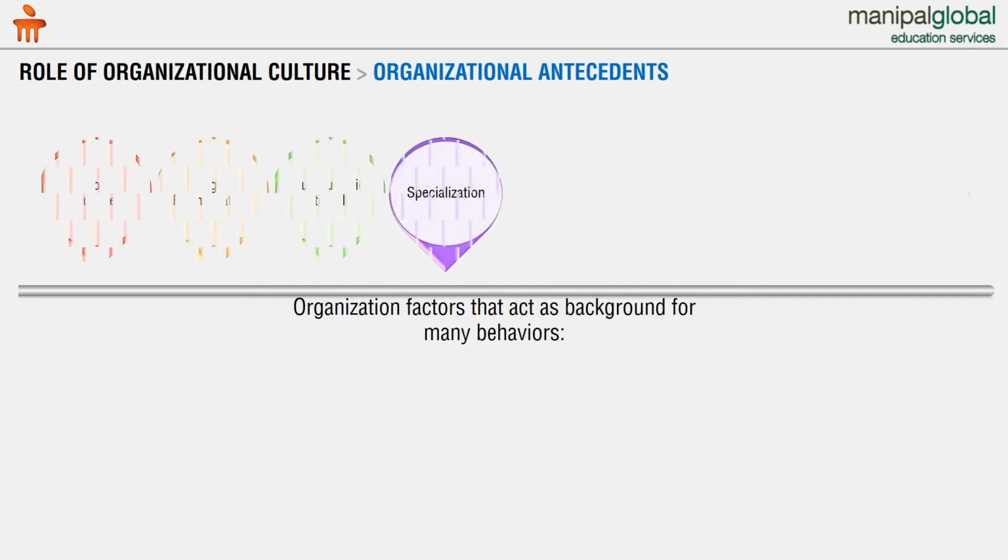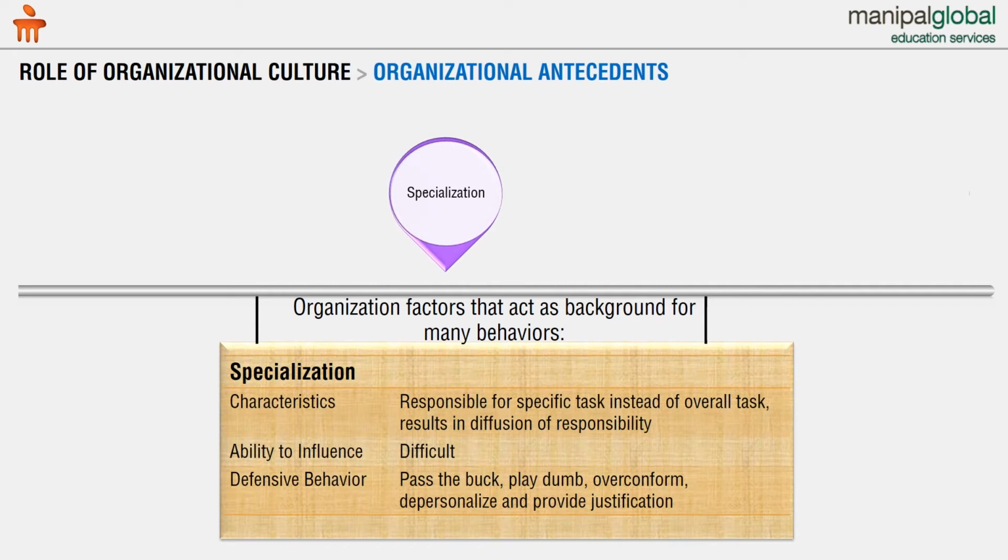When you talk about specialization, where people are responsible for specific tasks instead of overall tasks, this results in diffusion of responsibility, and members don't find their work having a unique identification or a recognizable portion of the major job. What they do is resort to defensive behaviors. They pass the buck because whatever they do is not noticeable, and they play dumb and overconform to delay as much as possible, and sometimes to avoid taking up additional work they depersonalize and provide justification.